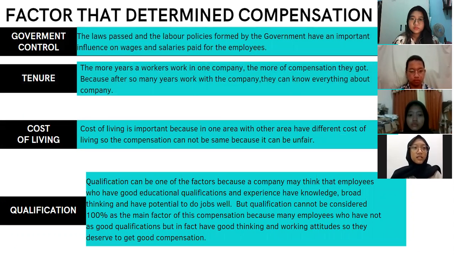Six is government control. The laws passed and the labor policy formed by the government have an important influence on wages and salaries paid for the employees. Government plays a very important role in fixing the basic level of salary for employees. From time to time, government has made various laws to protect the interests of employees at various levels.